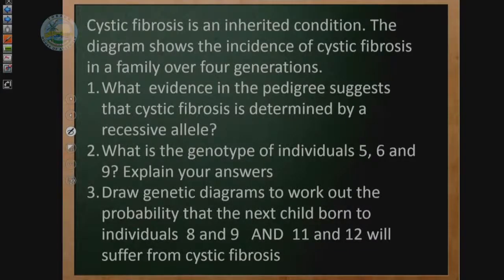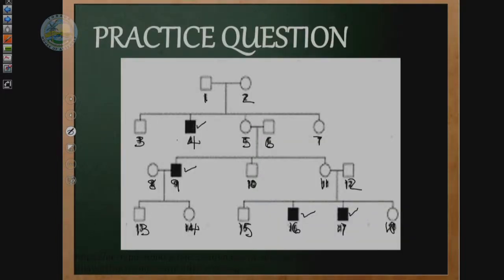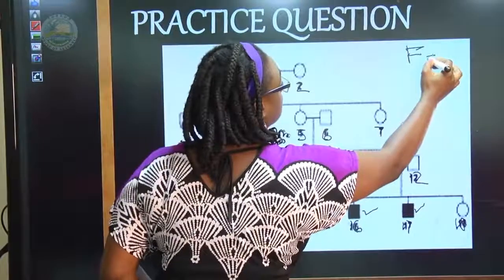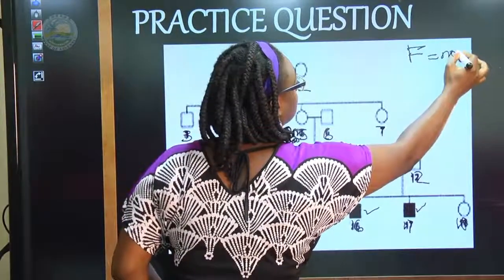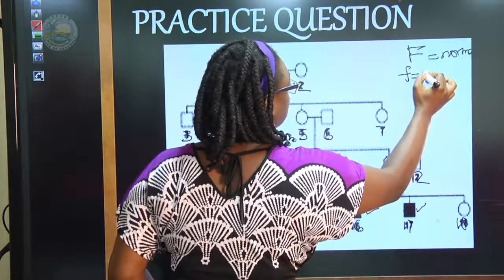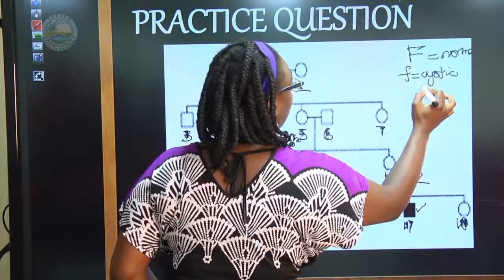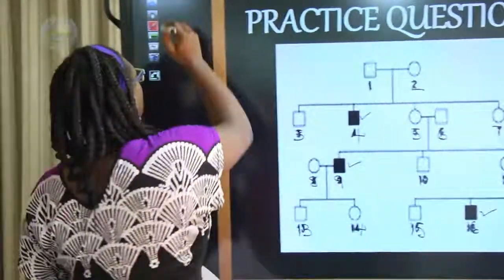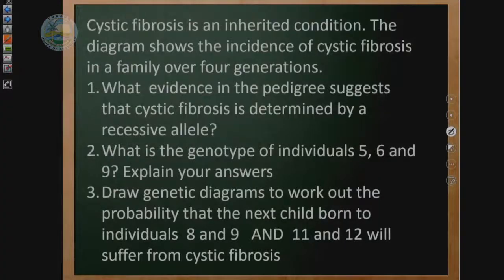Question 2. What is the genotype of individuals 5, 6, and 9? We are going to use the letter F, the dominant capital F, to represent normal, and we will use lowercase f to represent having cystic fibrosis, as in the disease. So the question asks, what is the genotype of individuals 5, 6, and 9?